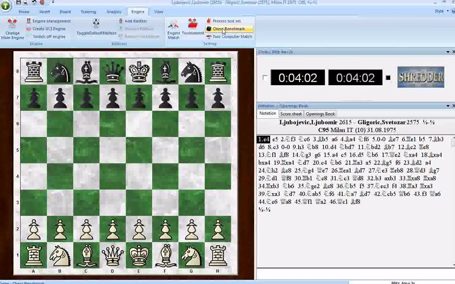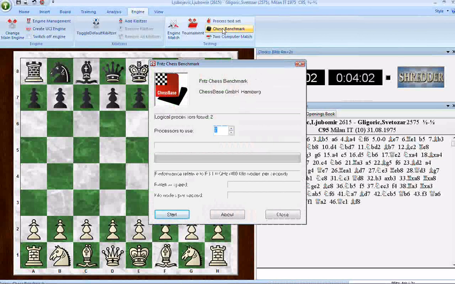Chess benchmark, click on it, and you get this lovely dialog. Just tells you all the stuff at the top, who did it. Tells you the number of logical processors found. What that means is if you got more than one processor in your computer, you have a number higher than one, or if you have a processor with multiple cores, as I do on this computer. I got a dual core computer, so I have a 2 there. You can choose whether you use one processor or 2 processors, or more if you have more.